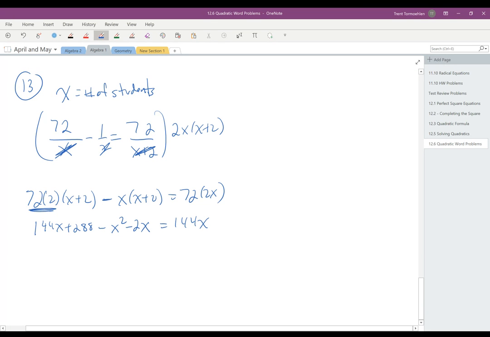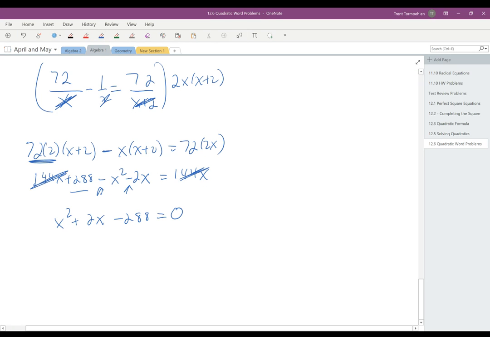The nice thing that happens on this problem is you get your 144x's that cancel themselves out. Since both of these are negative, this is positive, we can multiply through by a -1 to give us x squared plus 2x minus 288 equals 0. You can either try to factor this, or because it probably will be an integer answer because you're talking about the number of people. But if you don't feel like you can see it factoring wise, the other way you could do this is you could use the quadratic formula.